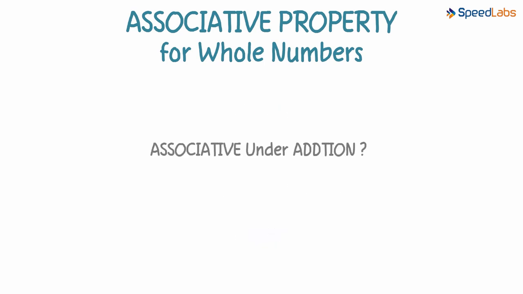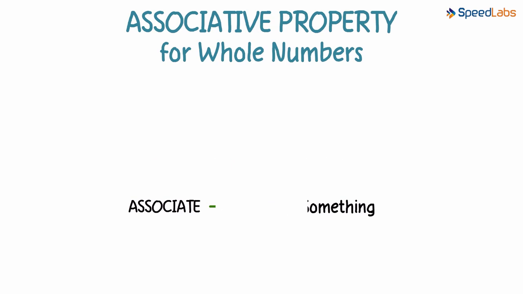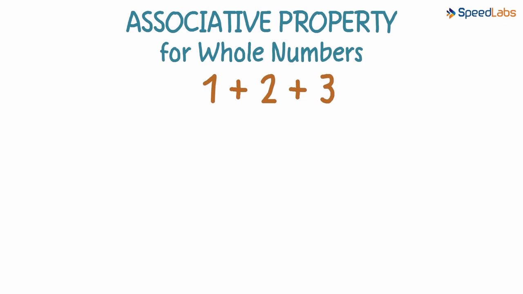What do we mean by associative under addition? When we hear the word associate for the first time, the first thing that comes to our mind is to connect something, isn't it? It has a similar sort of a meaning here as well. Let's understand this with the help of a simple example. Consider addition of 3 whole numbers 1, 2 and 3.